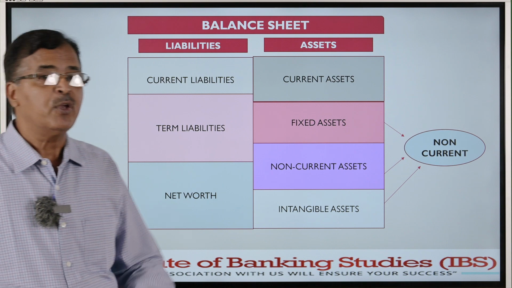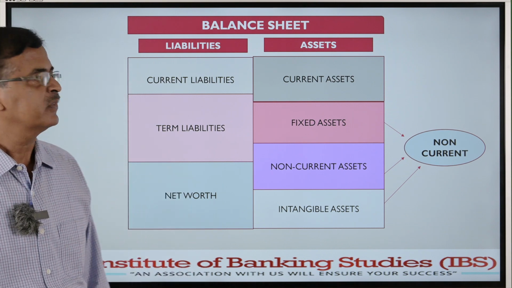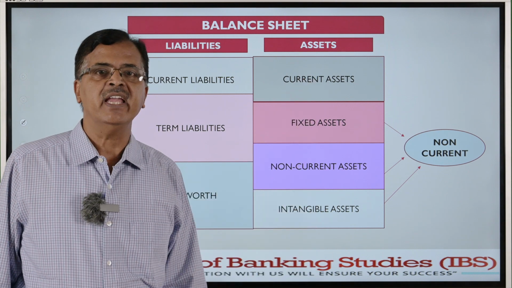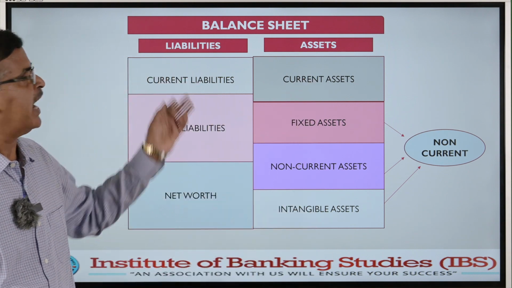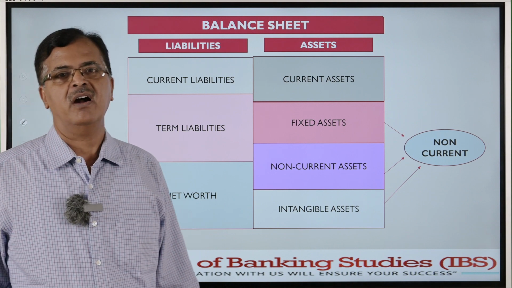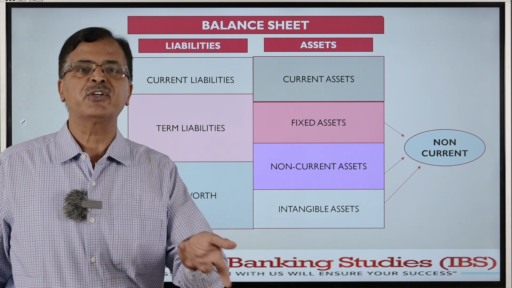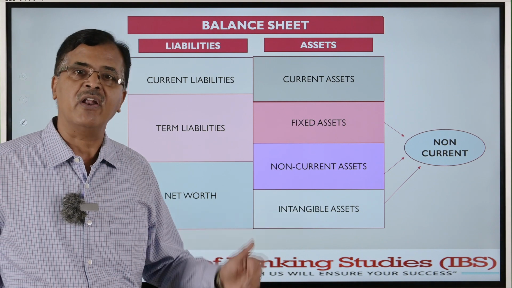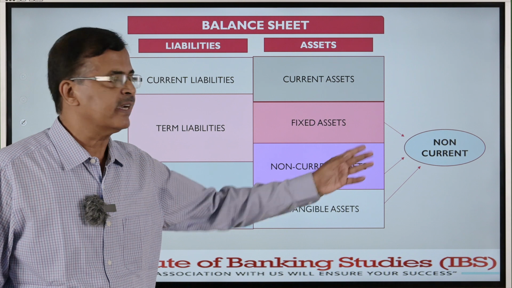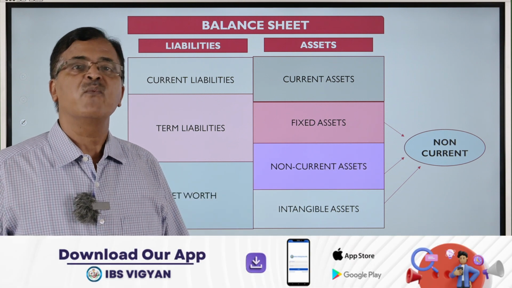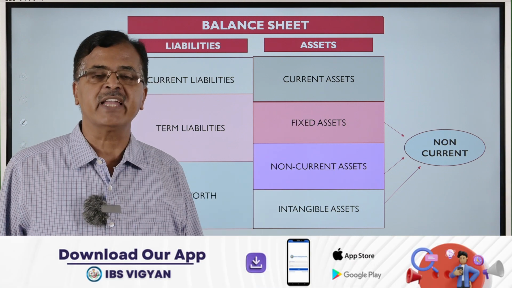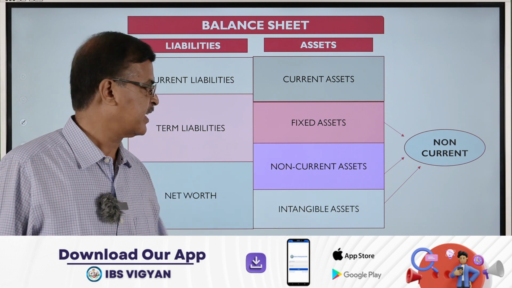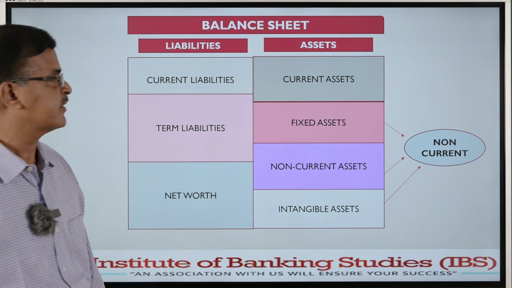If you look into the balance sheet in a vertical form, you can visibly understand what are the items listed on the asset side and what are all the items listed on the liability side. Under the asset side, there are two major categories. One is current assets, the remaining are non-current assets. But for our easy understanding, we have divided non-current assets into three different categories: fixed assets, non-current assets and fictitious assets. That means intangible assets.